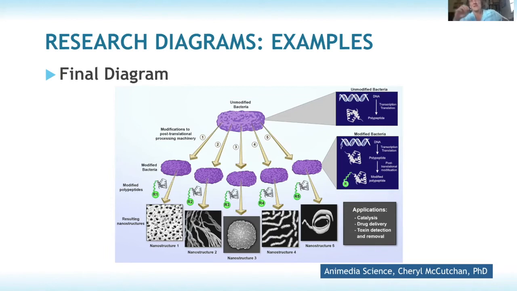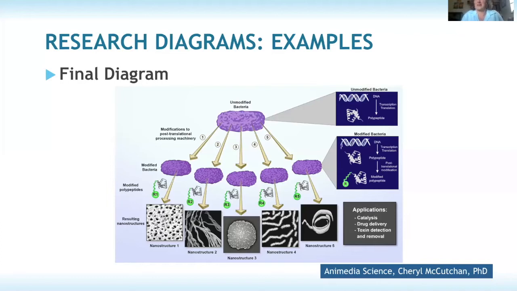So you look at the unmodified bacteria. Okay, this is the way this process is going to work in the unmodified bacteria. And then I can look at the modified bacteria and I can see that something special is added. There's going to be a unique post-transcriptional modification that's going to result in a unique modified polypeptide. And that's what makes these interesting nanostructures. And then way off to the right on the bottom, we can see some applications for these nanostructures.